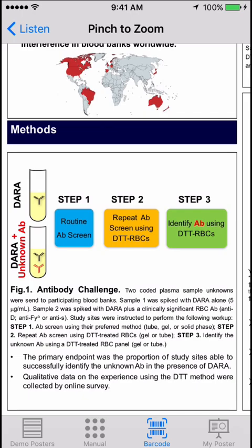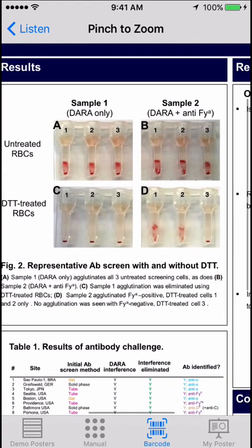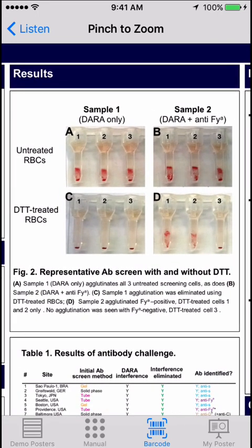Look at Figure 2, located at the top of the middle column under Results. This figure is entitled Representative Antibody Screen with and without DTT. As shown in Panel A, top left, incubating untreated screening cells with plasma spiked with DARA only caused agglutination of all 3 cells. As shown below in Panel C, bottom left, pre-treating cells 1, 2, and 3 with DTT eliminated the DARA interference. Panel B, top right, shows that incubating untreated screening cells with DARA plus anti-Duffy results as expected with positive reactions in all 3 cells.